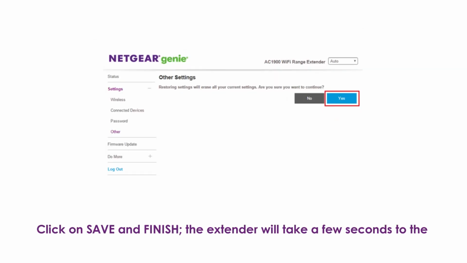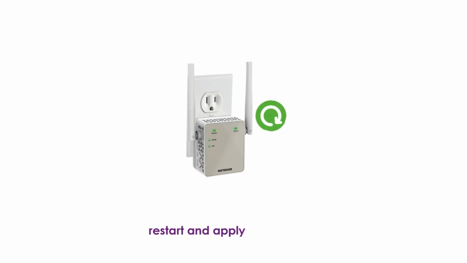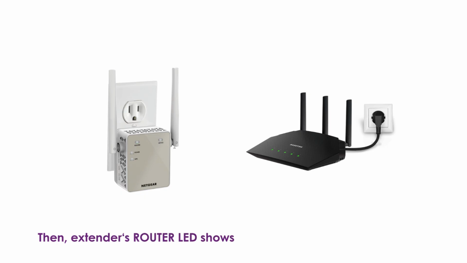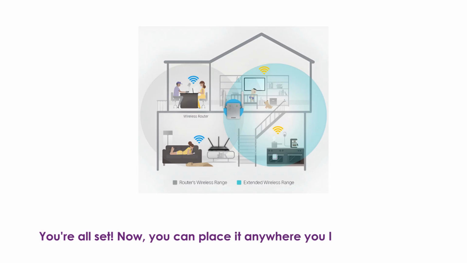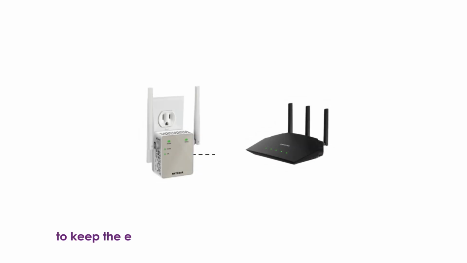The extender will take a few seconds to restart and apply the settings. Then, the extender's router LED shows a solid green light, which means the extender connects with the router. You're all set. Now, you can place it anywhere you like. Just remember to keep the extender device within 20 to 50 feet from your router depending on your extender model.